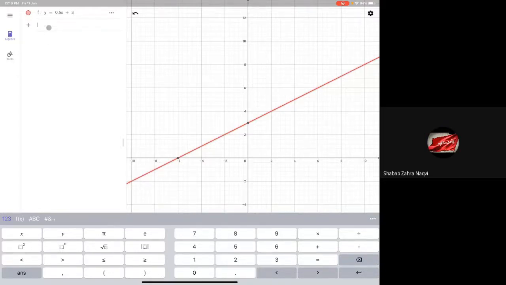That means what? Slope is not a function of x. Slope is a constant. Clear? Yes, sir. Slope doesn't change with x. Slope remains the same. What about y? Does the slope change with y? No, it doesn't change with y also.